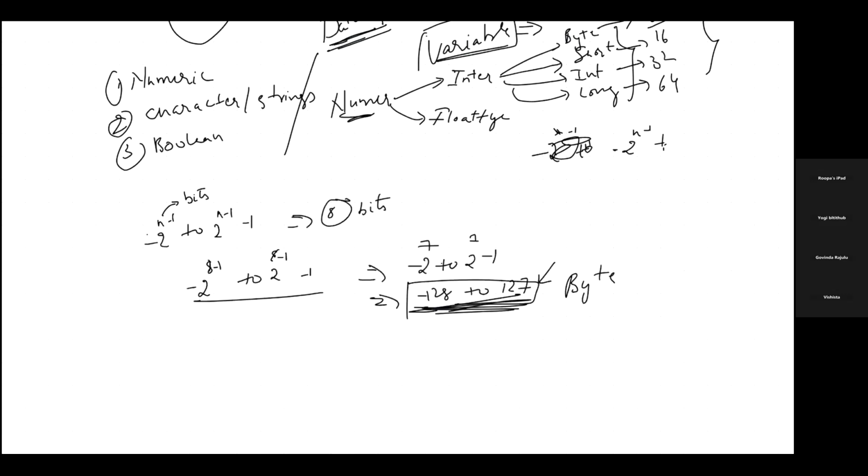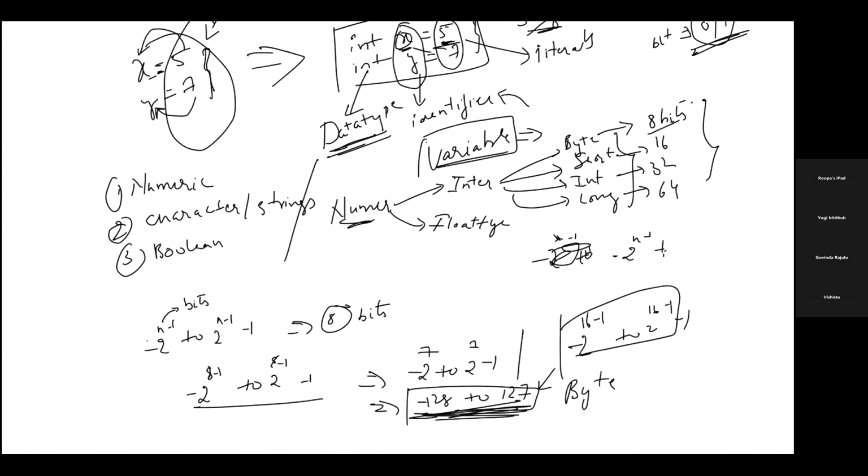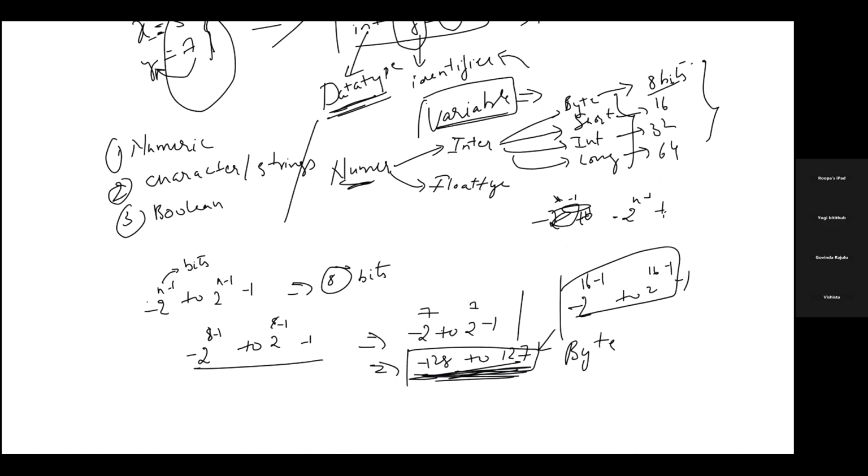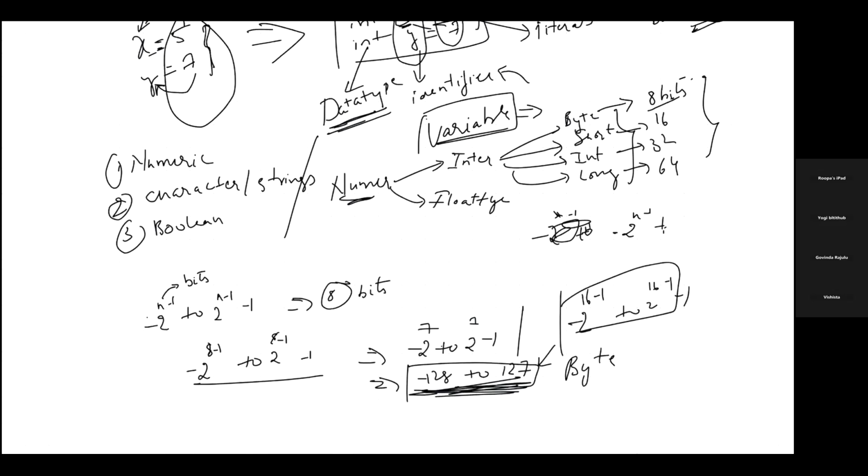Similarly, if you want to find the range for short, you just need to replace the value of n. Here n will be 16: minus 2 power 16 minus 1 to 2 power 16 minus 1 minus 1. This will be the range for short. I'll stop here. Do you have any questions? Are you able to understand this? Great. Similarly, int, that is integer, is 32 bits and long is 64 bits.